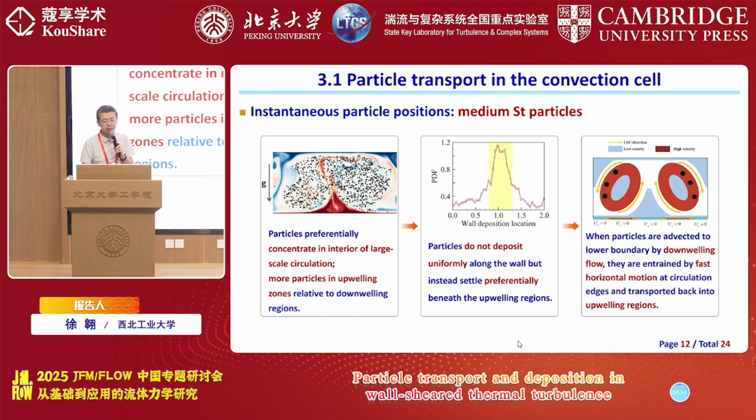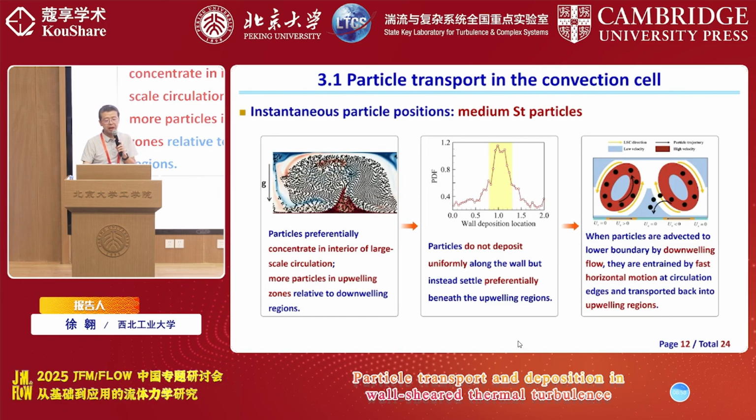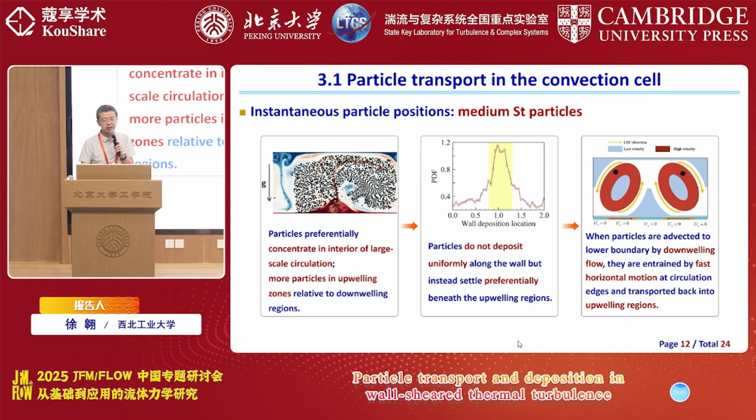And we propose the following mechanism for what happens here. When the particles are advected to the lower boundaries by the downwelling flows, they are entrained by the fast horizontal motions at the circulation edge and transported back into upwelling regions. That means in these upwelling regions, the probability of deposition will increase.